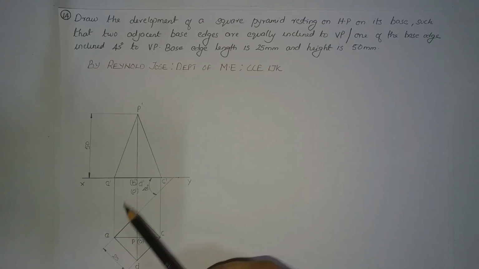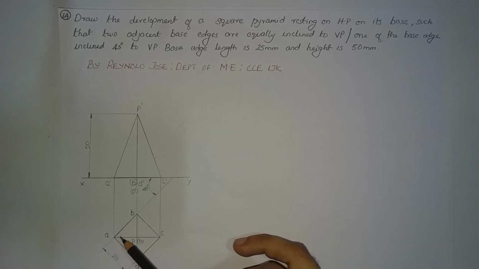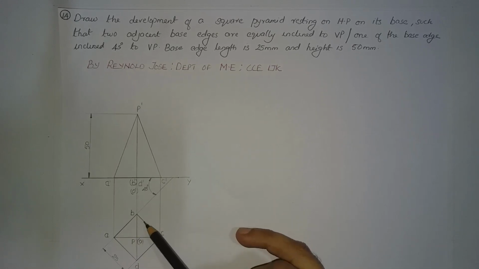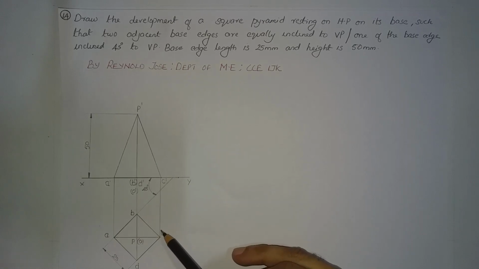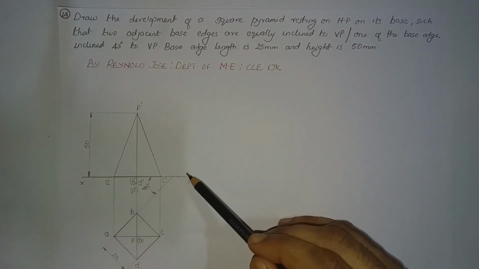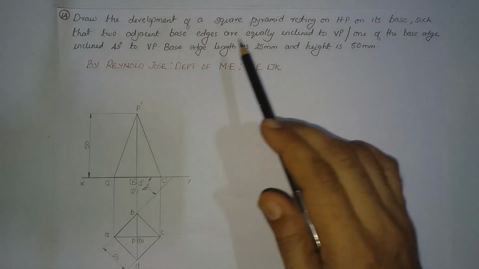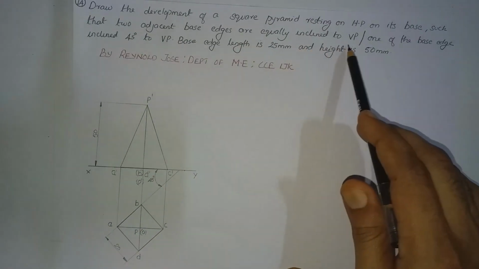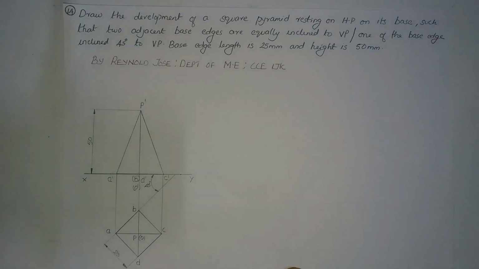Here I have already drawn the symbol front view and symbol top view. Base edges AB and BC are the adjacent base edges. These will be equally inclined to VP in this particular symbol position. Equal inclination for a square with respect to a line is 45 degrees. So both AB and BC will be inclined at an angle of 45 degrees with respect to the XY line. I have shown one of the angles, which is 45. It is mentioned that either the two adjacent base edges are equally inclined to VP, or one base edge is inclined 45 degrees to VP. Both these are one and the same.